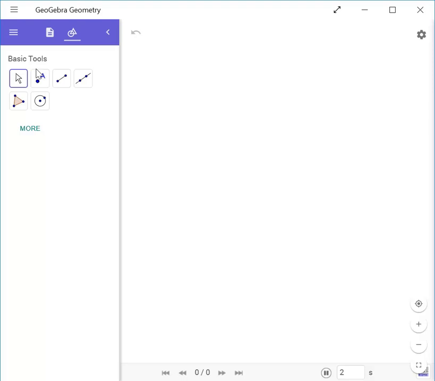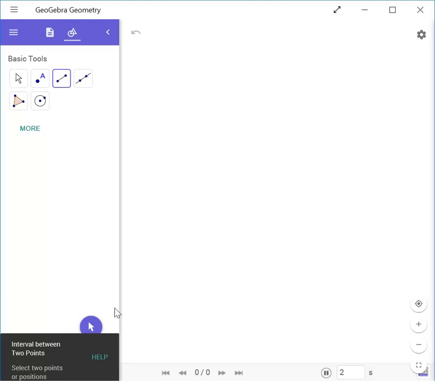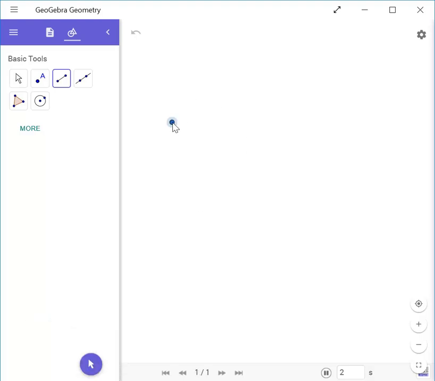To draw any triangle, we're going to use our basic tools here. You'll notice that as you hover over, you get some information about what it is. So an interval between 2 points is a line segment that we can see. Down the bottom of the screen, there's more help in terms of what to do. Okay, so we're going to draw a triangle, click and drag, and we've drawn our triangle.